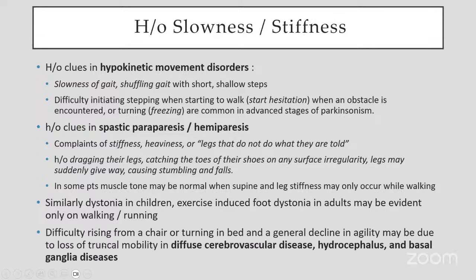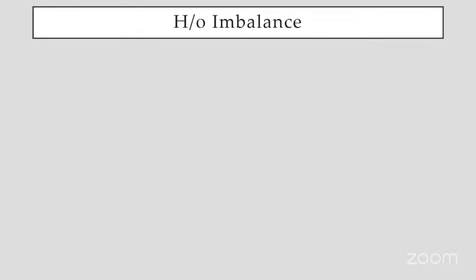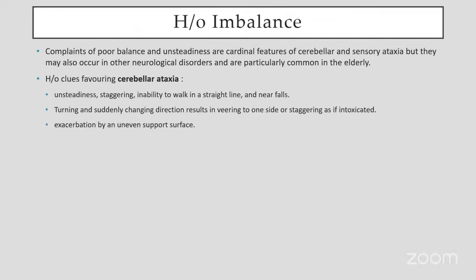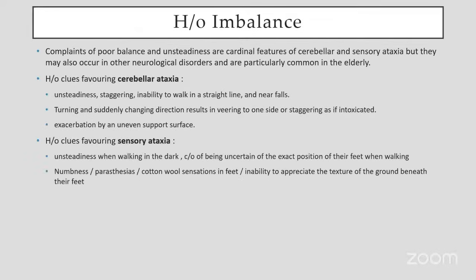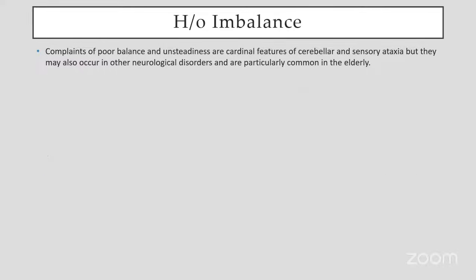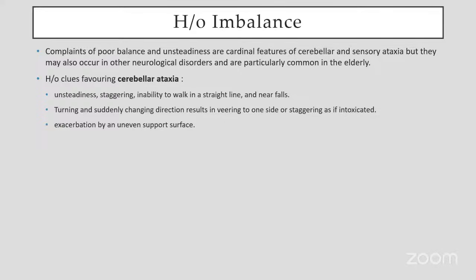Difficulty rising from the chair or turning in the bed, and a general decline in agility, may be due to loss of truncal mobility in diffuse cerebrovascular diseases, hydrocephalus, and basal ganglia diseases. And going into the history of imbalance, complaints of poor balance and unsteadiness are the cardinal features of cerebellar and sensory ataxia. But they may also be seen in other neurological disorders and are particularly common in the elderly.